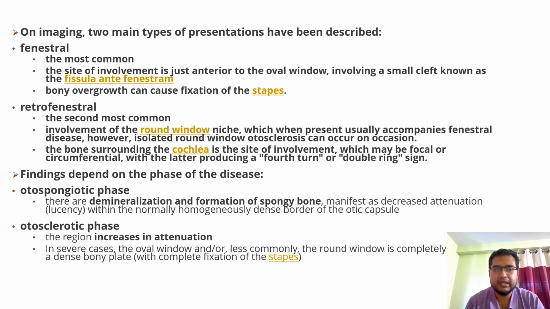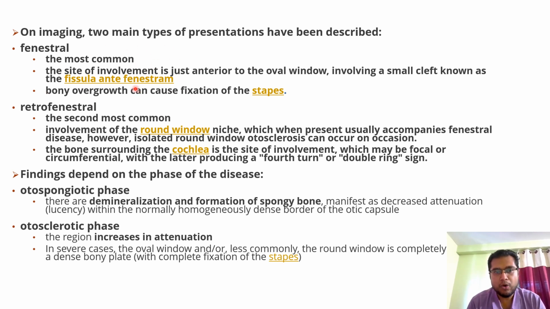So on imaging particularly, what do we find? On fenestral type, which is the most common type, the site of involvement is just anterior to the oval window involving a small cleft called fissula ante fenestram. So this was a typical site of involvement in our first case, that is fissula ante fenestram, which has to be looked for in any case of conductive deafness. And it is the earliest site of involvement.